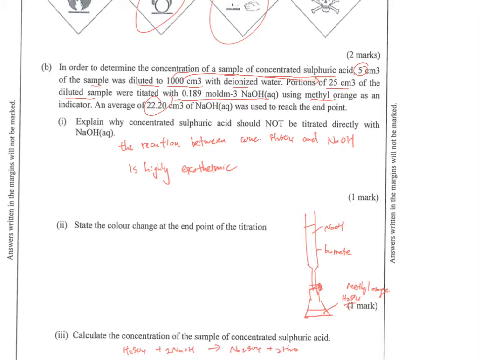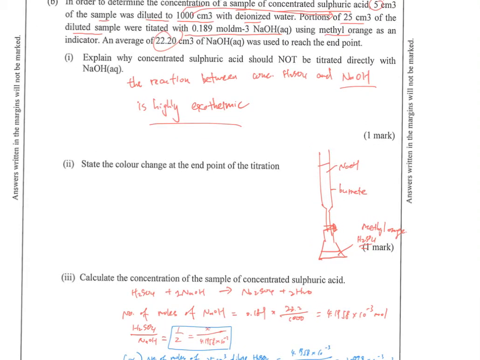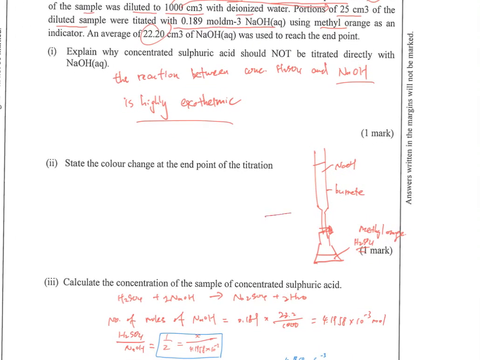So, and then explain why concentrated sulfuric acid should not be titrated directly, okay? Because we know that it is very corrosive, and also if you titrate with the sodium hydroxide directly, then the reaction will become highly exothermic, so it's quite dangerous. And then part two, state the color change. You can look at the right hand side of the diagram. This diagram also has a very large possibility of being asked for you to draw during the exam. So make sure you know how to draw it, and draw it beautifully.